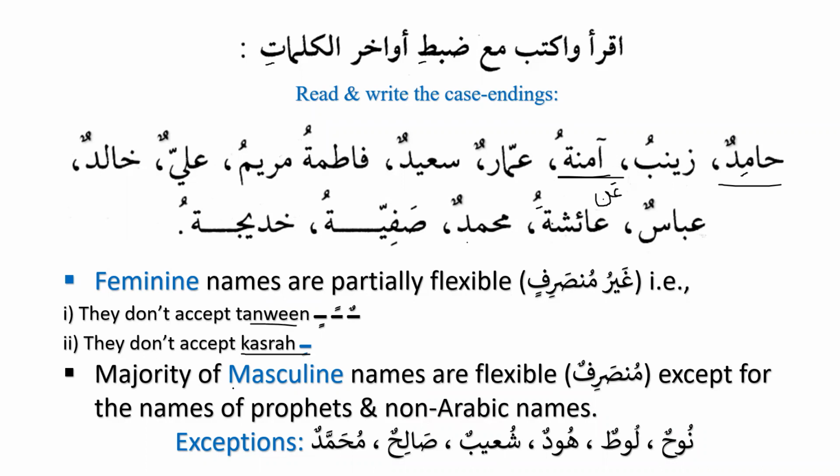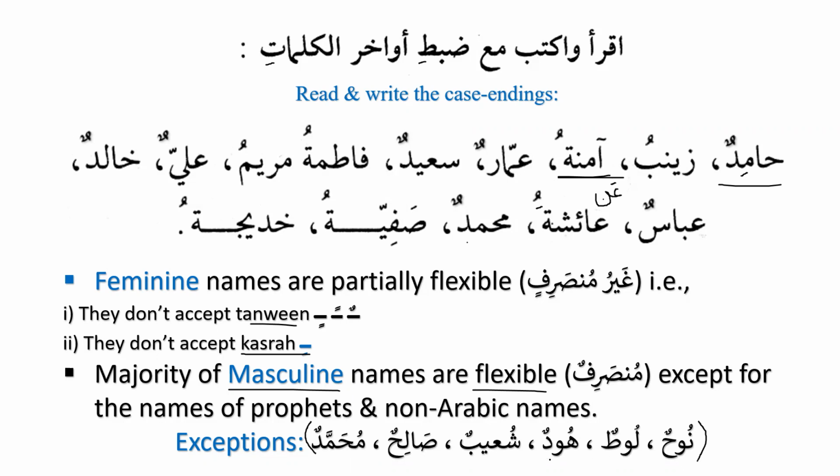The majority of the masculine names, as you can see here, are flexible. They are munsarif, except for the names of the prophets and non-Arabic names. All the names of the prophets are partially flexible. We have exceptions over here. These 6 names of the prophets are flexible. Nuhun, Nuhan, Nuhin. Lutun, Lutan, Lutin.